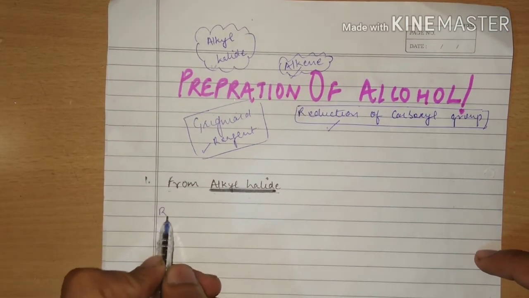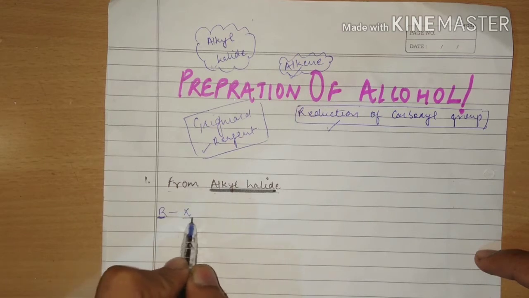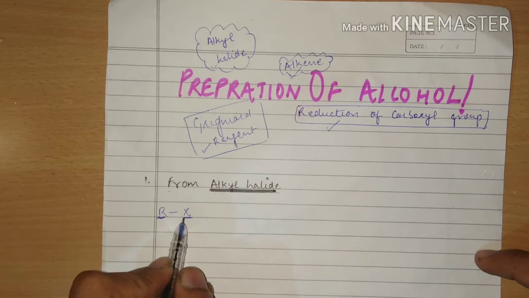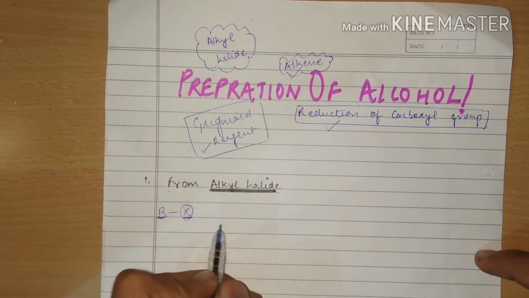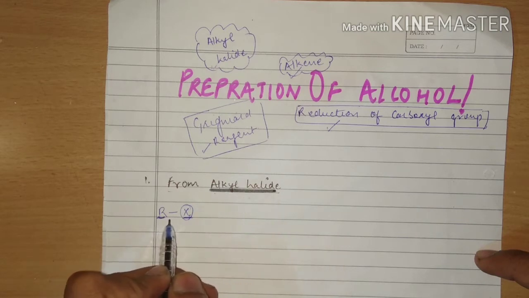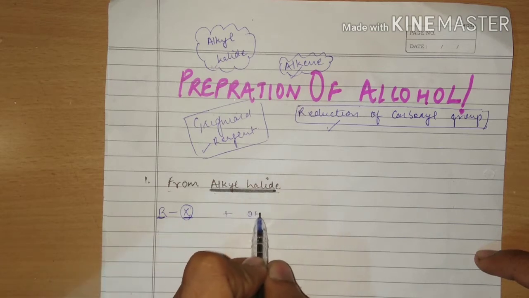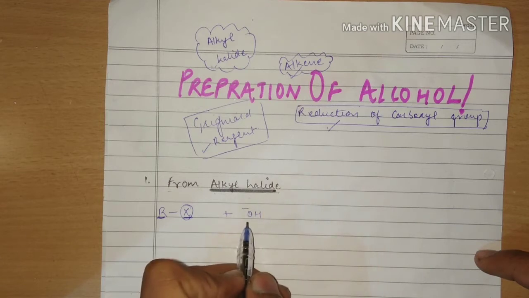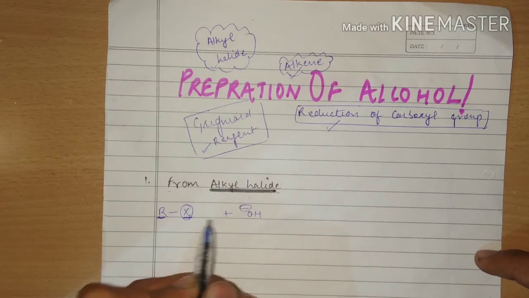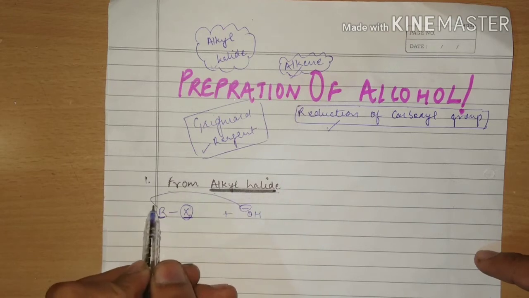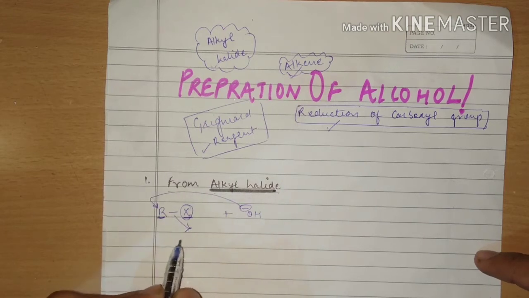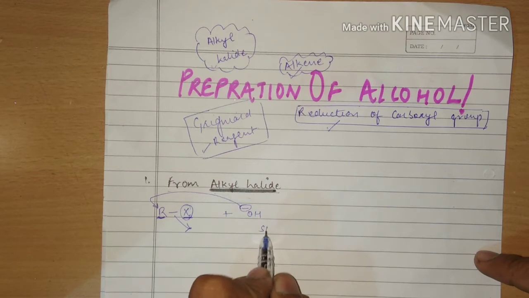An alkyl halide is represented by RX, where R is any hydrocarbon group and X is a halogen. Here this halogen X works as a leaving group. So how can we prepare an alcohol? We can react this alkyl halide with OH minus. The negative charge on oxygen will attack R and X will leave by the SN2 mechanism. We will study the SN2 and SN1 mechanisms in further videos.